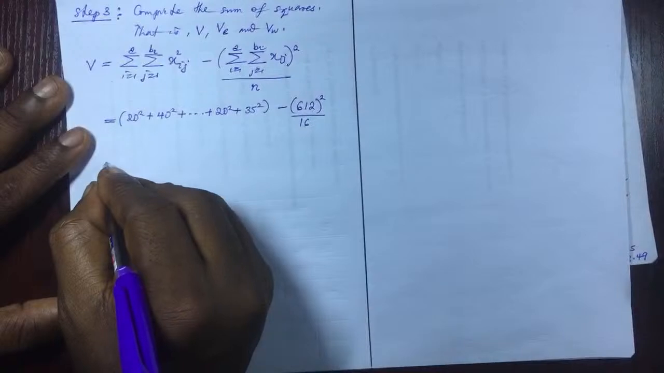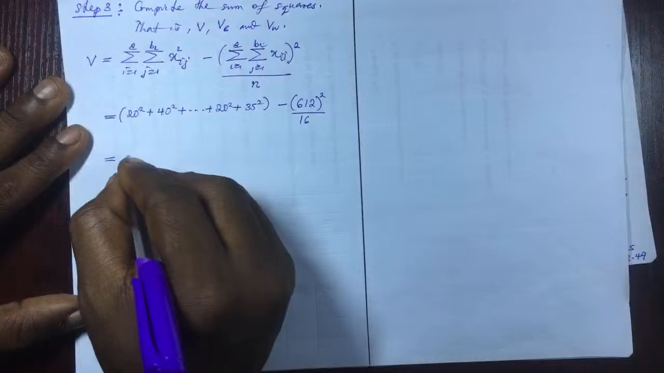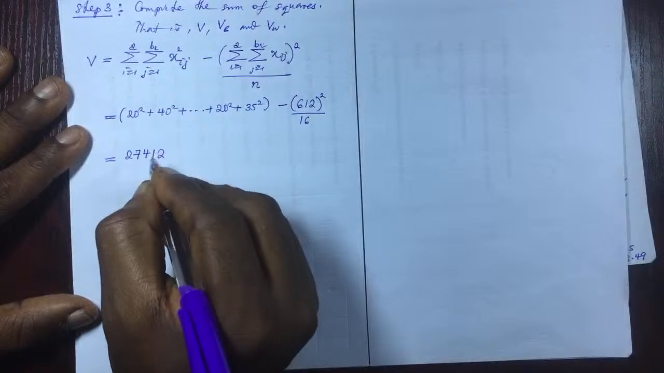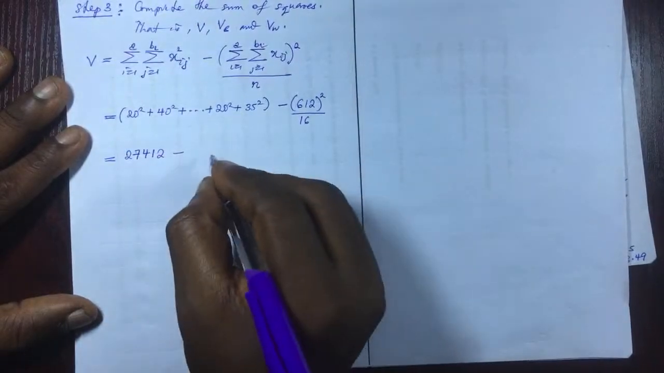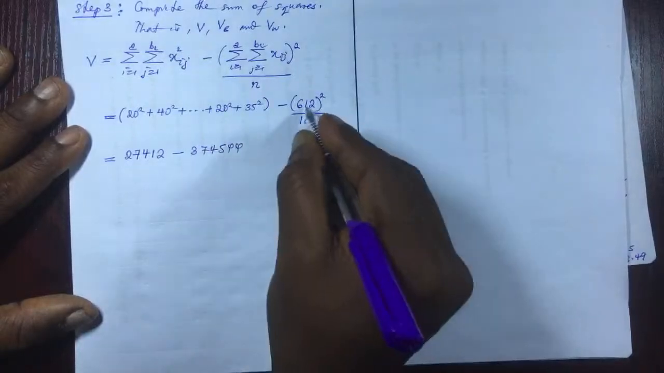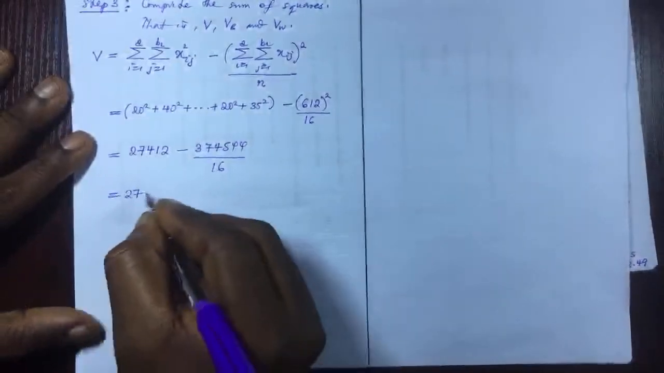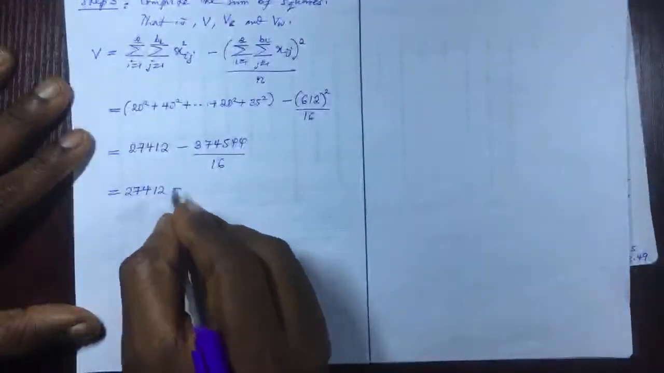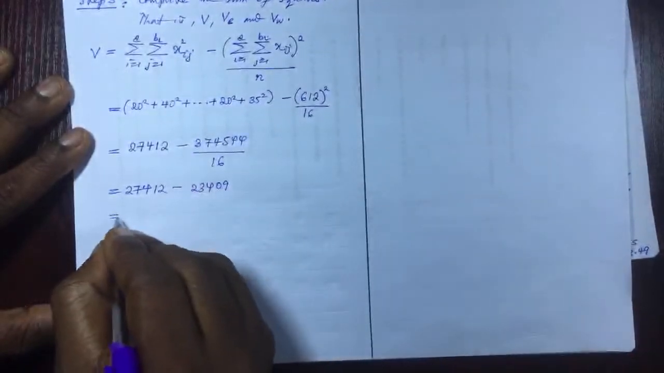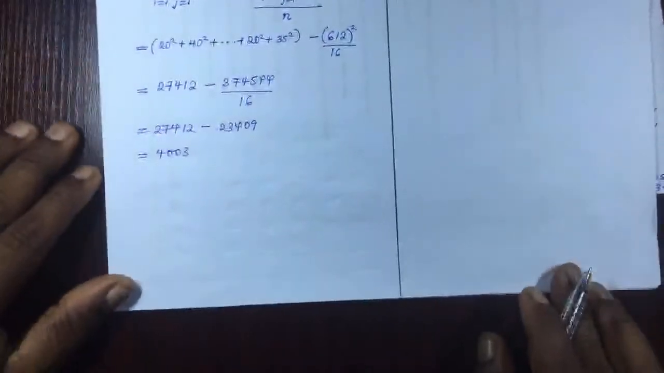Now, once you do that, the next thing you do will be to sum all these. When you sum them accurately, you will get my value. So my value is 27412 minus 374544 for the square of this divided by 16, and that will translate to 23409. And when you subtract, finally, you are going to have 4003. And that will give you your V.